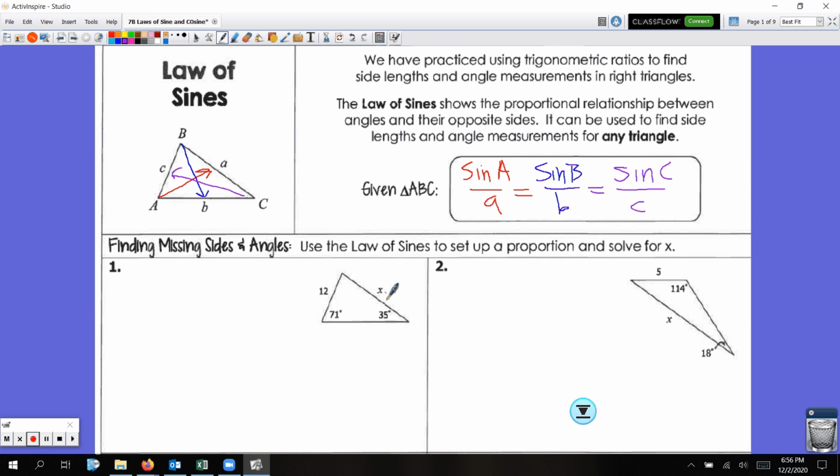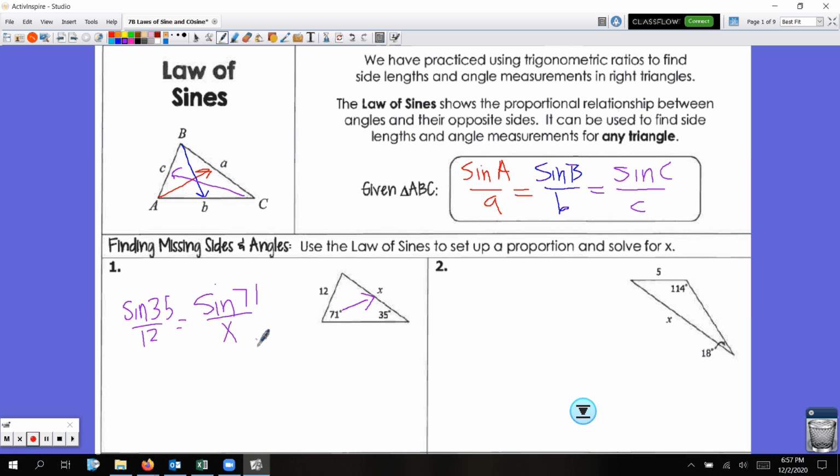Here is x, okay? So first I notice I have 35 degrees and opposite of 35 degrees is 12. So sine of 35 degrees over 12 is equal to sine of the opposite angle, the other angle opposite of the side we're missing, right? You see how 71 is opposite of side x, so we'll set up that proportion. Okay, now our proportion is complete.